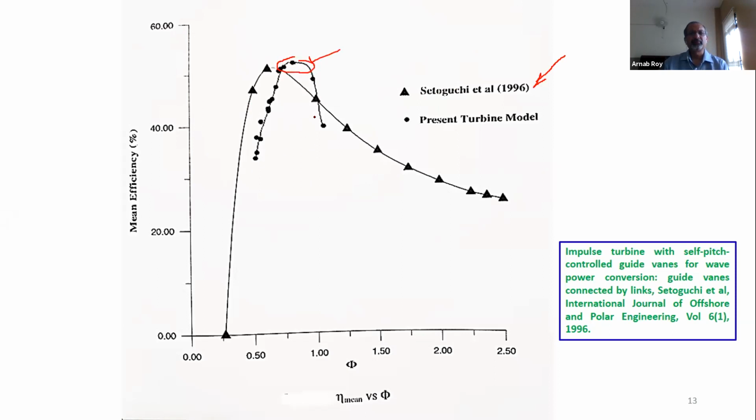But based on the limitations in time, we could not extend our measurements beyond this range of phis, and that would be interesting to do and see how this model would function. But it broadly correlates with what the Japanese design was. So we would be sure that the performance looks more or less like this for impulse turbines with self-pitch control guide vanes. And this performance is superior to the one where you have them as the ones which are connected.